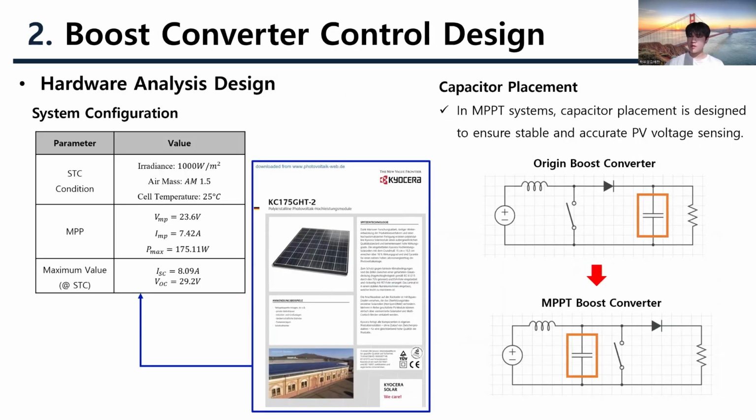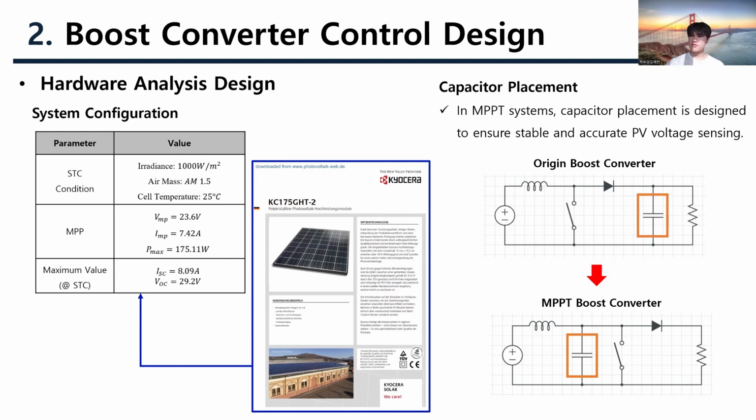Moving to the hardware design, the panel we use is the Kyocera KC 75, with STC rated parameters of VMP equals 23.6 volts, IMP equals 7.42 amperes, and maximum power of 75 watts. The short circuit current and open circuit voltage can be seen in the PPT.